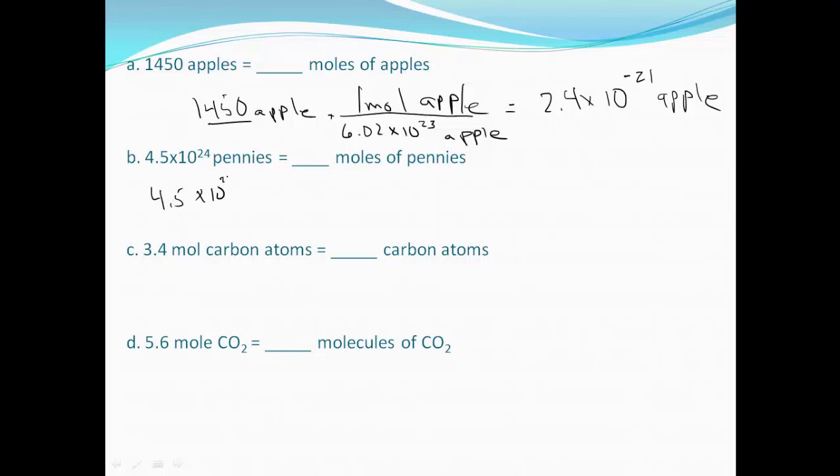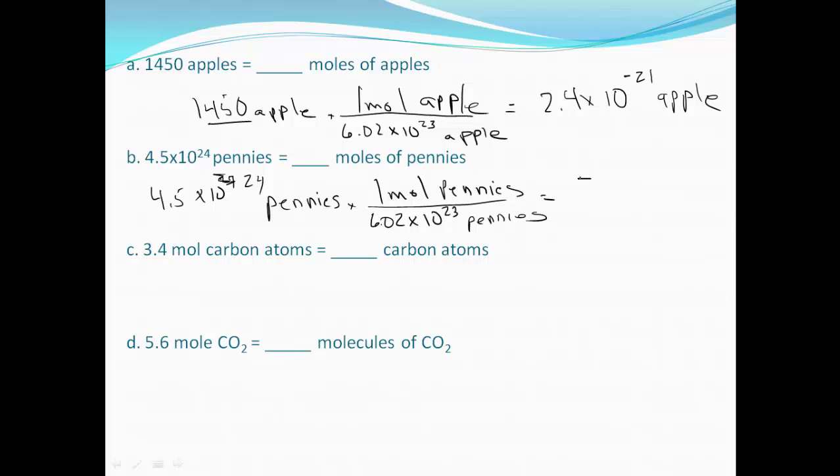4.5 times 10 to the 24th pennies. So again, the number of things, 6.02 times 10 to the 23rd pennies for every 1 mole of pennies. Now that's a number that's larger than 6.02 times 10 to the 23rd, so we get 7.5 moles.